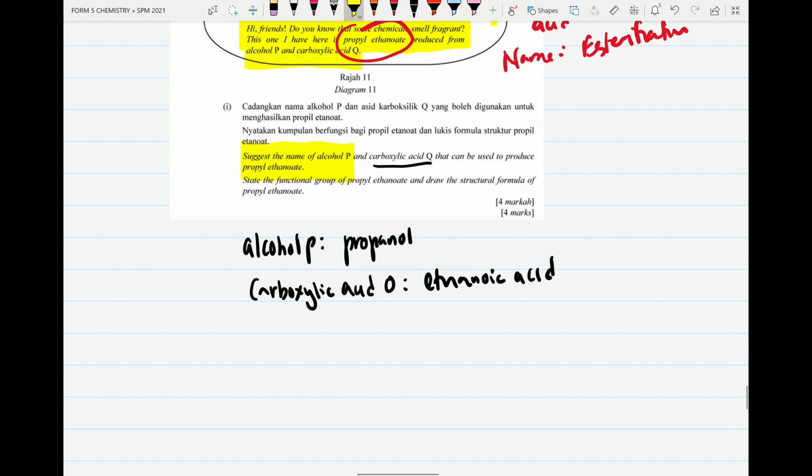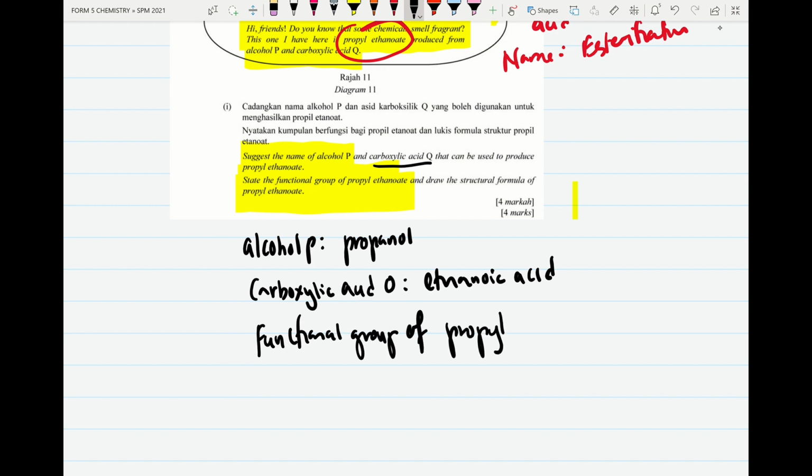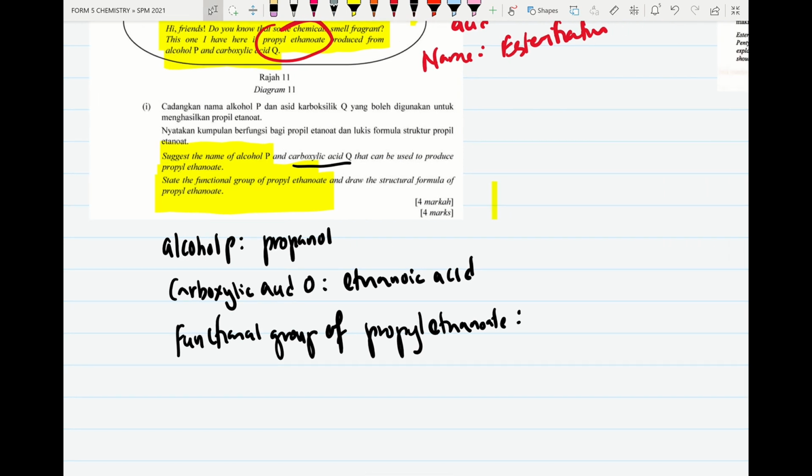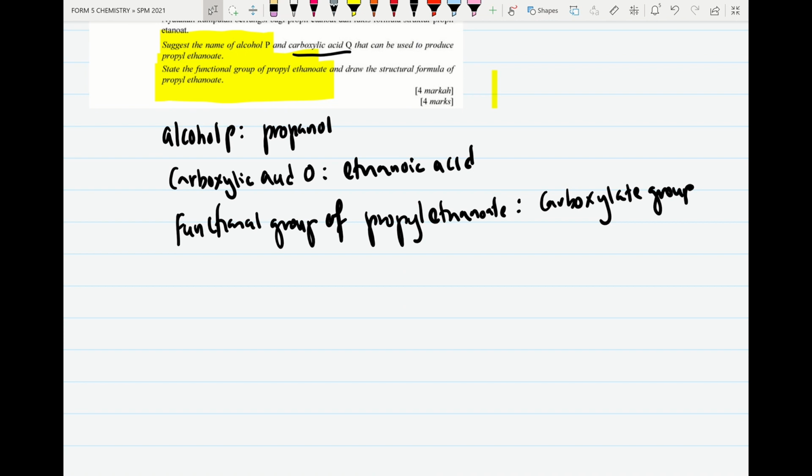All right, so next we try to answer the question. Next question: state the functional group of propyl ethanoate and draw the structural formula of propyl ethanoate. So the functional group of propyl ethanoate: please remember this propyl ethanoate belongs to ester, so the functional group of ester is known as the carboxylate group.